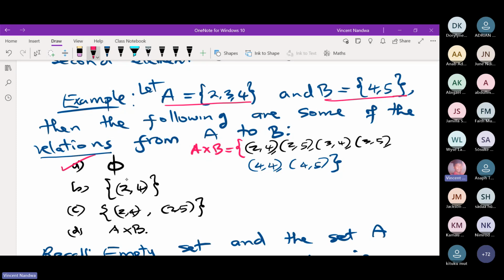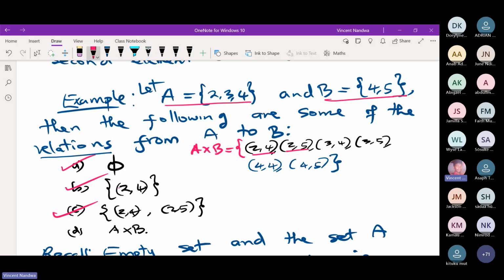And then you see that 2, 4 is an element in this set. When you use that element to form a set, that will be a subset within the set A cross B. So this is also a possible relation on A cross B. And then here you see the elements 2, 4 and 2, 5 are within this set A cross B. When you combine them, they also form a smaller set within the A cross B set. So that's also a possible relation on A cross B.